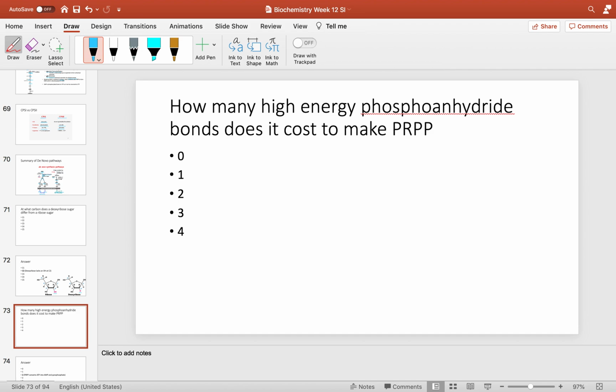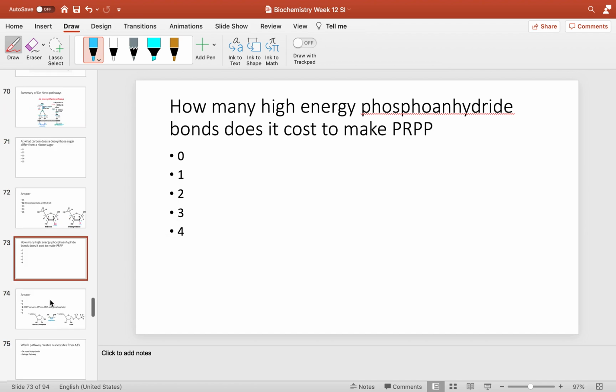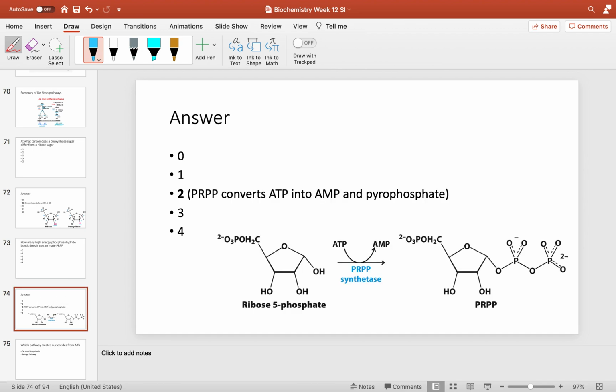How many high-energy phosphoanhydride bonds does it cost to make PRPP? So in this case, the answer is 2, because remember, we have ribose 5-phosphate from the pentose phosphate pathway, and the phosphate is on the 5th carbon. Remember, we need to add on a pyrophosphate to the first carbon, so we'll take our ATP, cleave off a pyrophosphate, and we're left with AMP. So we cleave off 2 phosphates. So that's how much this PRPP synthetase enzyme costs.